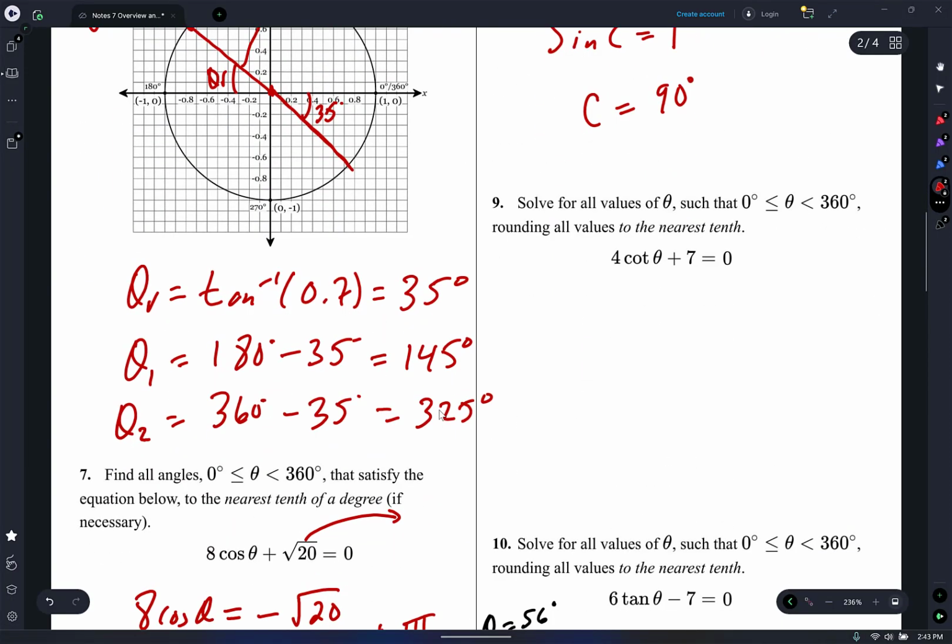All right. Next question, number 9. I'm going to go slow because our calculator doesn't have a cotangent button unless you have a CAS. The CAS does have a cotangent button, but relax, it's not going to be an advantage. Look at this. Move the 7 to the other side: 4 cotangent theta equals -7.